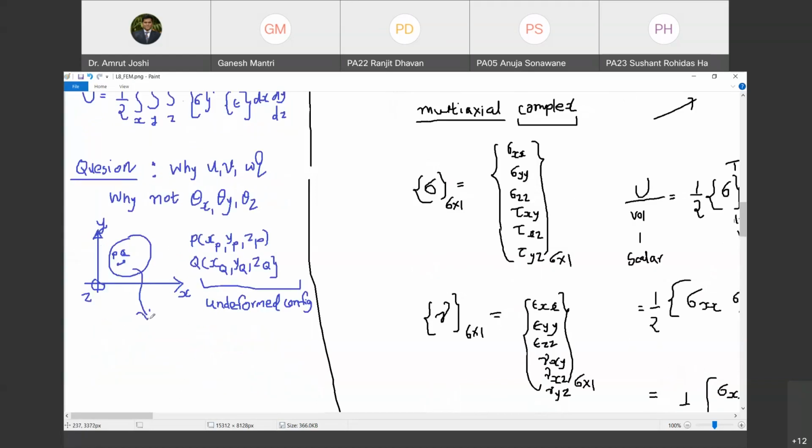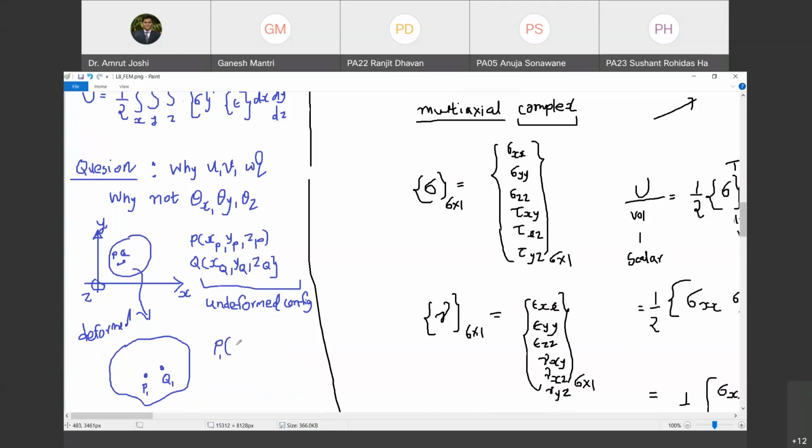After deformation, this body assumes a shape like this. Let us say this is the deformed shape. P occupies a new position, which I am going to call P1, and Q occupies a new position, which I am going to call Q1. P1 and Q1 are the newly occupied positions.